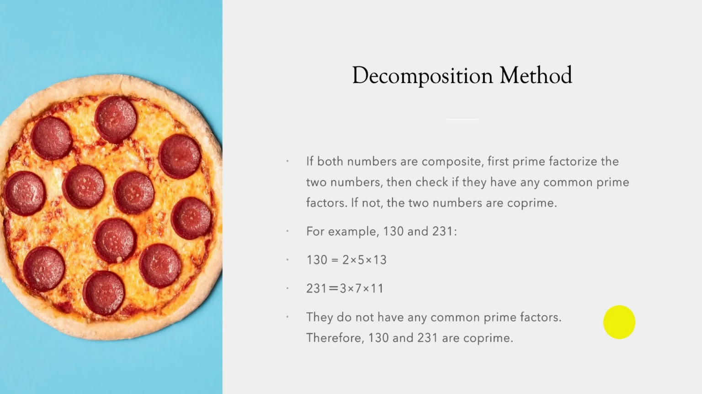The next method is the decomposition method. If both numbers are composite, which means that they aren't prime numbers, we first prime factorize the two numbers and then check if they have any common prime factors. If not, the two numbers are coprime. For example, 130 and 231. We first prime factorize them. 130 equals 2 times 5 times 13, and 231 equals 3 times 7 times 11. And we can see that they don't have any common prime factors. Therefore, 130 and 231 are coprime.